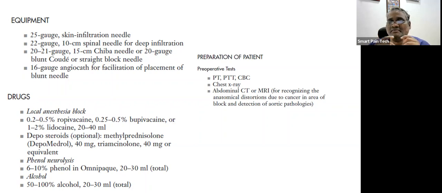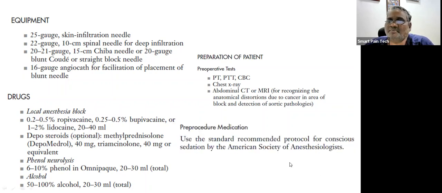What we do is ask our radiology colleague. I just call up and ask them, can you comment whether there is a proper plane in that area or not? And if there is not a proper plane, then we go ahead with a splanchnic block. Otherwise, I always perform a celiac plexus block.